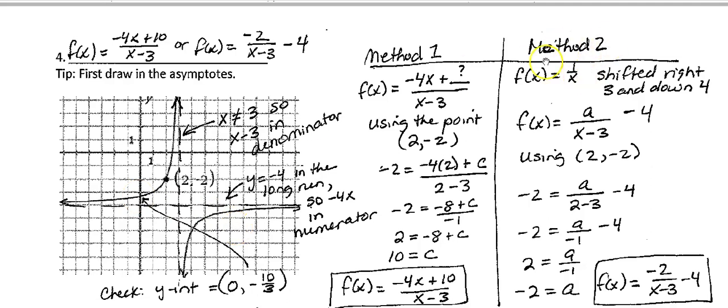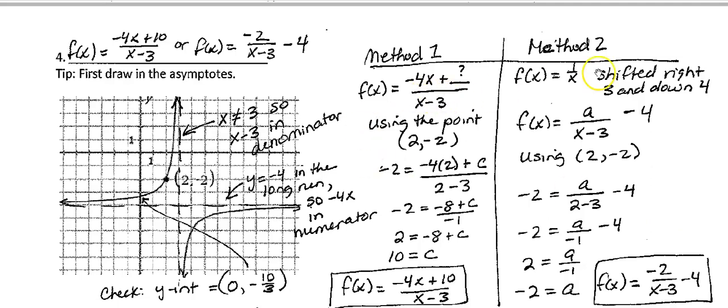The other method is doing a transformation of the graph 1 over x. So once again, I see that the graph has shifted to the right 3 and down 4. So that means x minus 3 in the denominator and then minus 4 outside the function. I put a in the numerator to represent the unknown numerator, use the point (2, negative 2), plug it into the function, and then solve for a. When I solve for a, I found that a is negative 2.